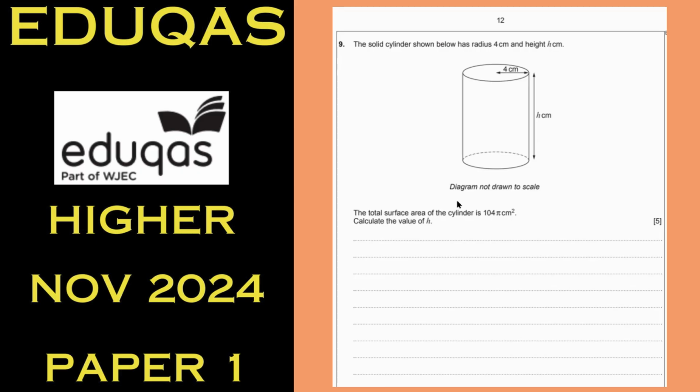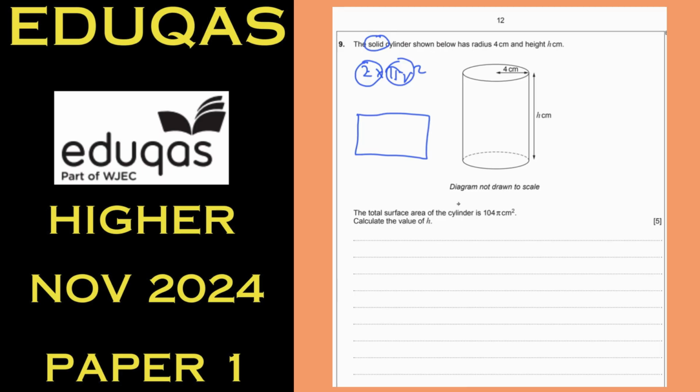Number 8. Solid cylinder, radius 4, height h. Total surface area, stop right there. As we know, it's a solid, which means it's got a lid, which is a circle, a base, which is the same sized circle, and it's got a curved surface area, which if you were to peel the label off like a soup or baked bean tin, it makes that shape. Now the area of the circles is simply 2 times pi r squared. We'll do it properly down here.